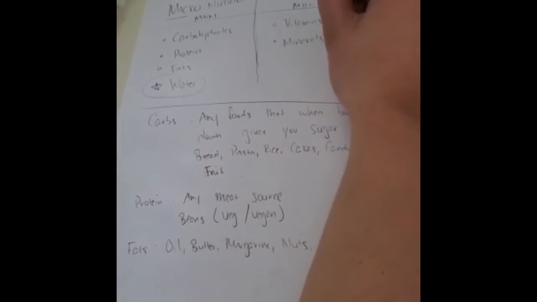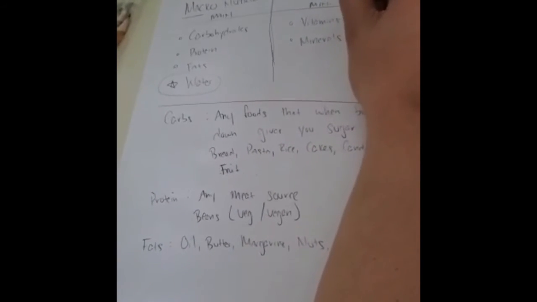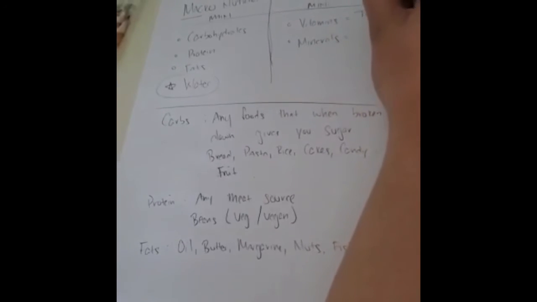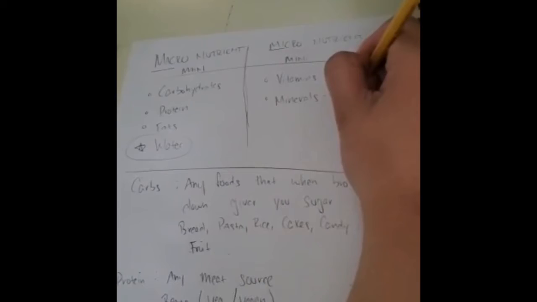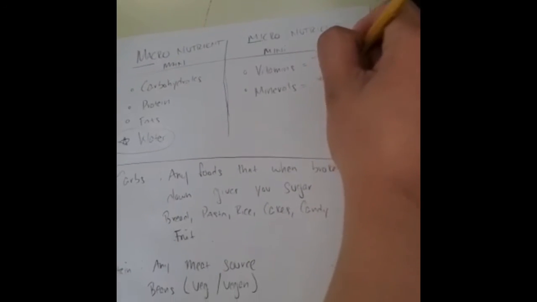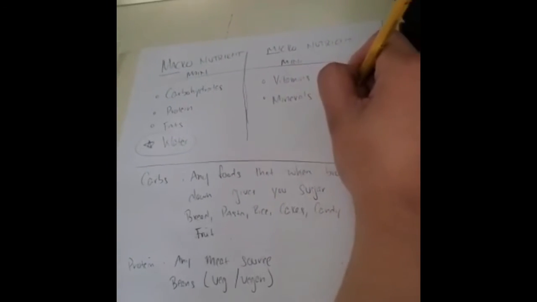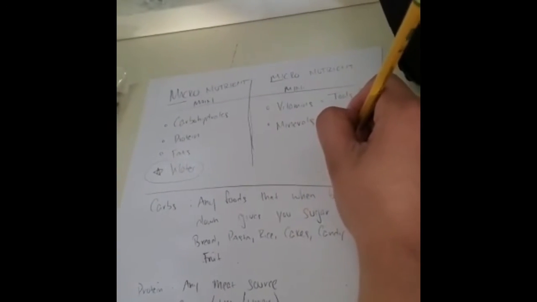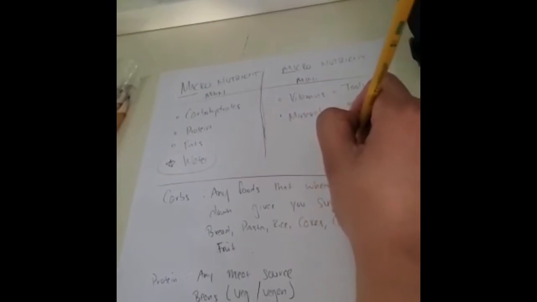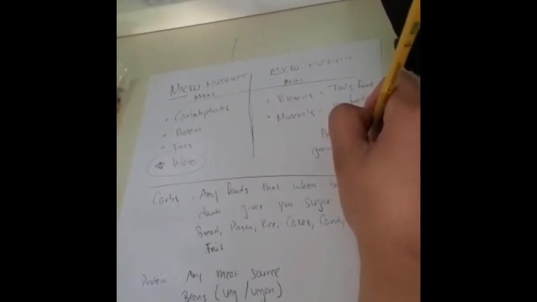For the micro, vitamins and minerals are basically tools found in foods that help the body grow and regulate itself.